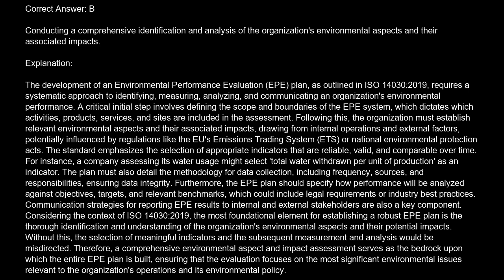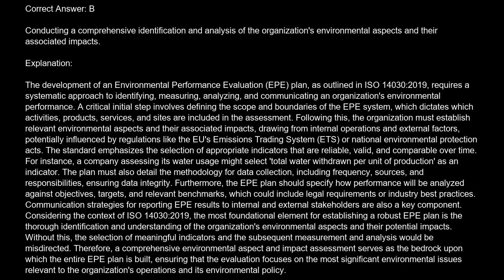Following this, the organization must establish relevant environmental aspects and their associated impacts, drawing from internal operations and external factors, potentially influenced by regulations like the EU's Emissions Trading System, ETS, or National Environmental Protection Acts. The standard emphasizes the selection of appropriate indicators that are reliable, valid, and comparable over time. For instance, a company assessing its water usage might select total water withdrawn per unit of production as an indicator. The plan must also detail the methodology for data collection, including frequency, sources, and responsibilities, ensuring data integrity.